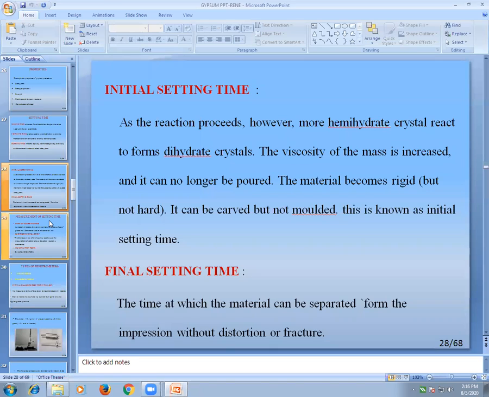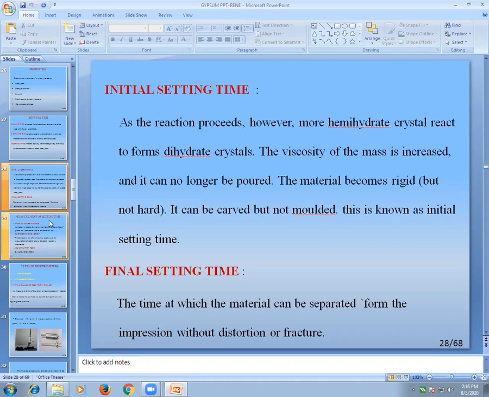So how does hemihydrate convert into dihydrate? Basically we mix plaster into the water, so it forms a suspension. The solubilities of hemihydrate and dihydrate are different. Hemihydrate is about four times more soluble than dihydrate, so it forms a supersaturated solution, and any supersaturated solution is unstable. So it precipitates out dihydrate crystals. This process continues till all the hemihydrate is converted into dihydrate.